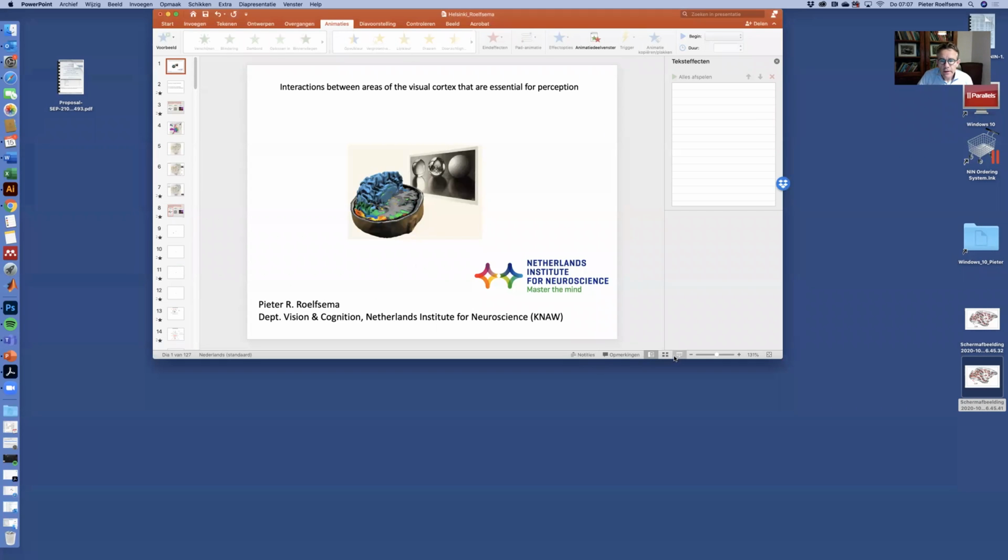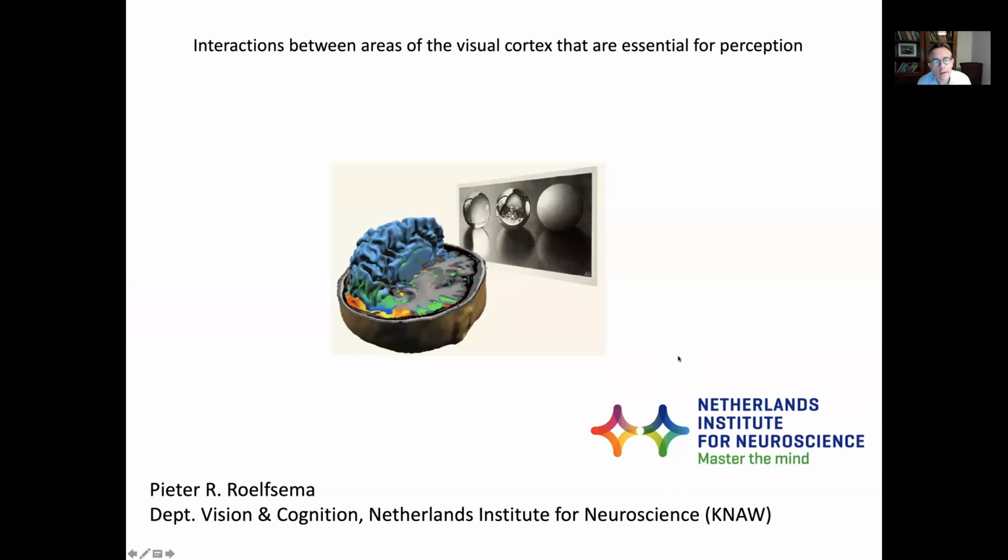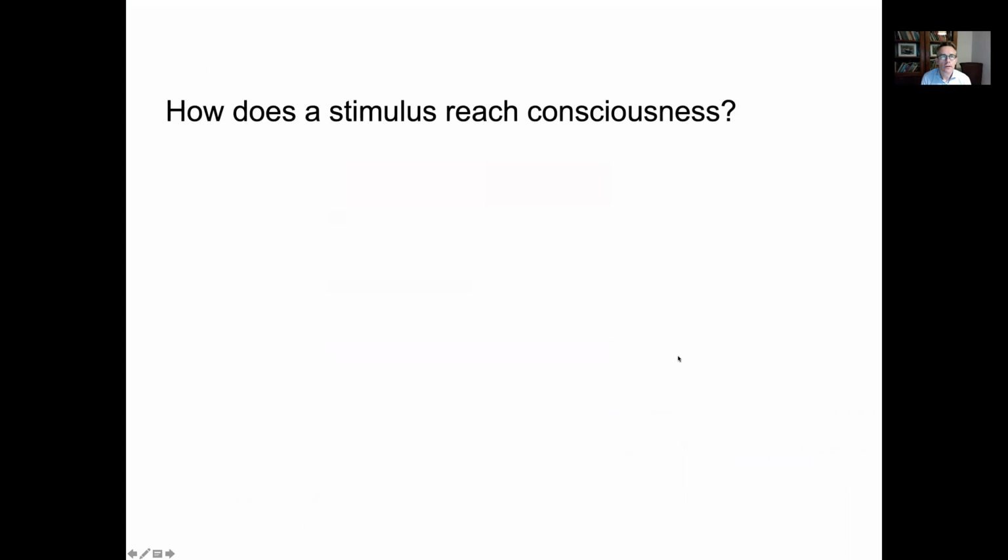So I'd like to thank the organizers for organizing this symposium on brain and mind. And I'm going to present some ideas on how neurons in different brain areas of the visual cortex interact with each other and how they contribute to conscious perception.